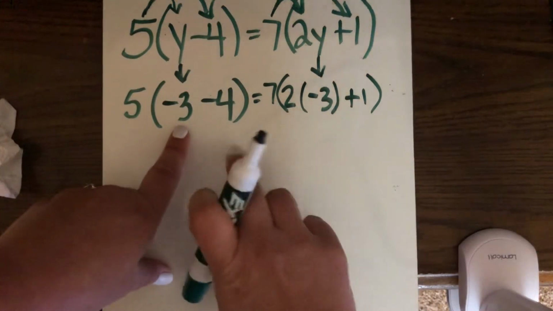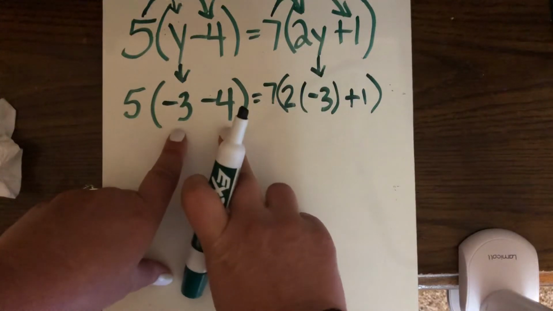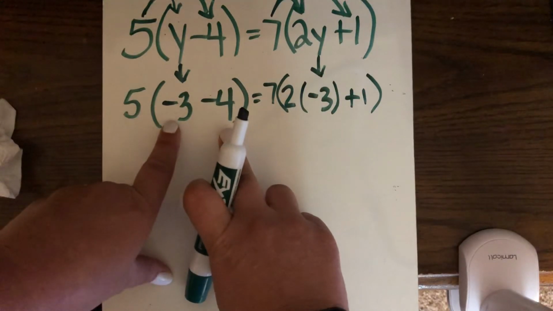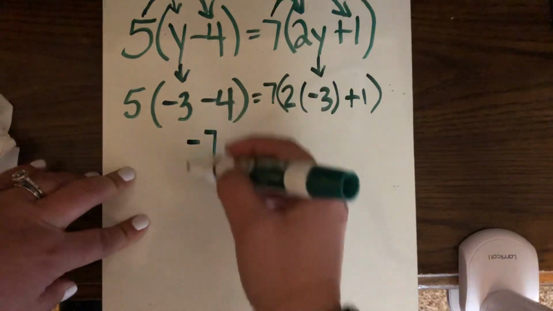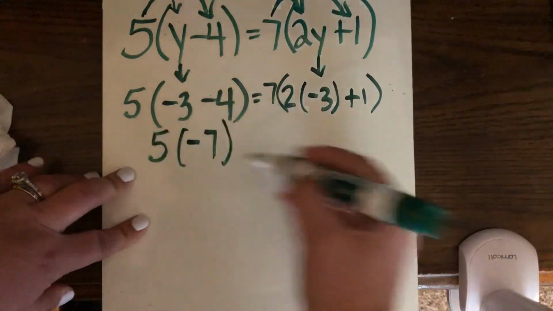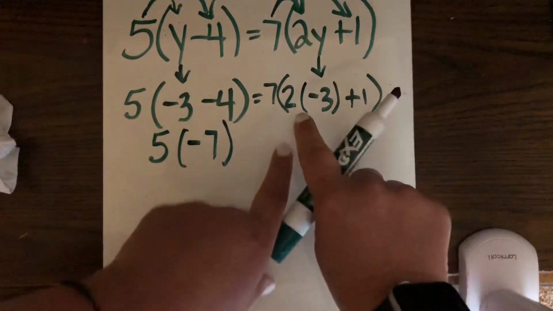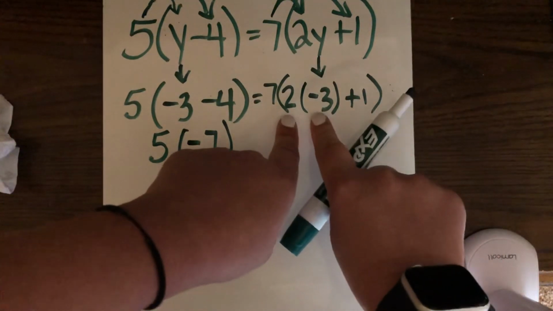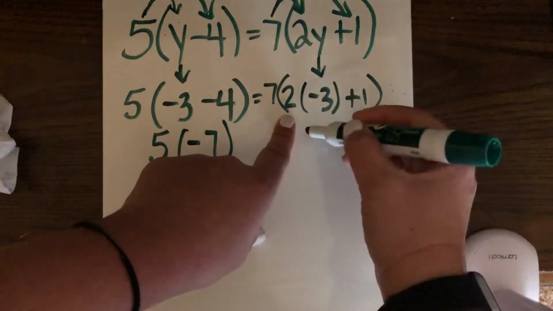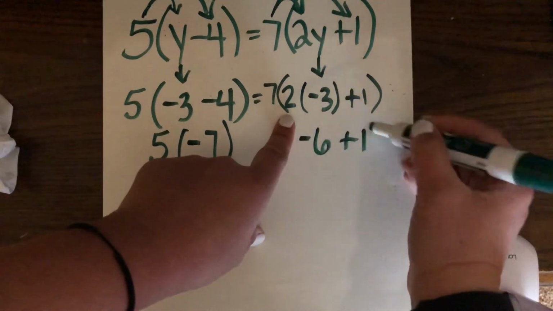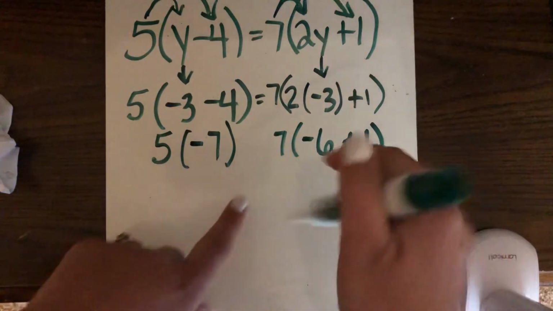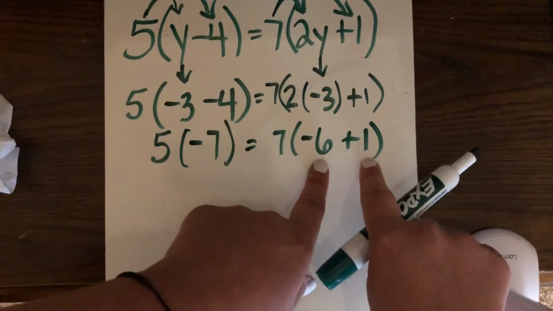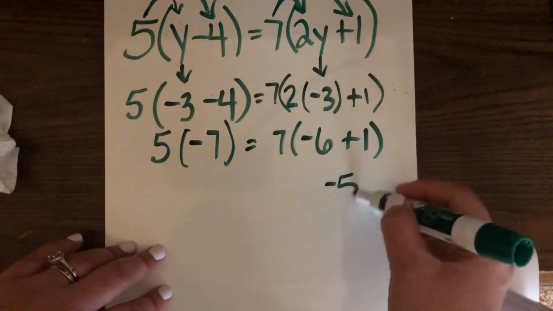PEMDAS now is a thing, right? So I have to do parentheses first. -3 minus 4 is -7. And then over here, do my parentheses. So 2 times -3 is -6 plus 1. And then 7, right? I still have parentheses here. So -6 plus 1 is -5.